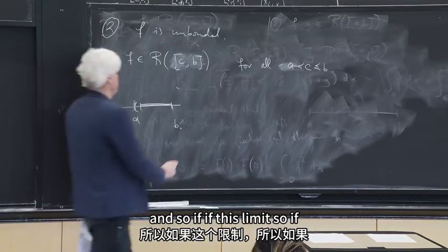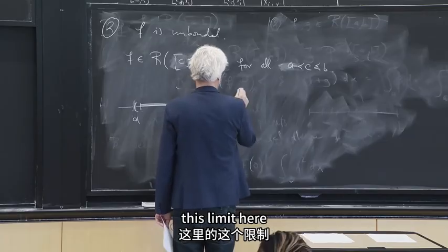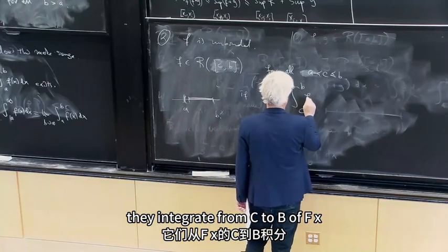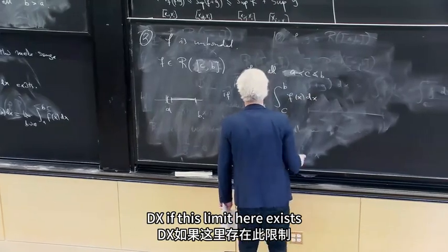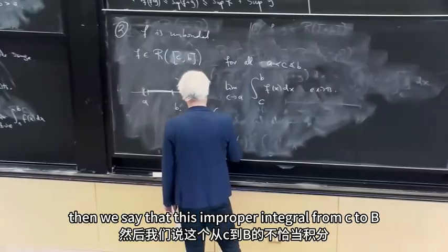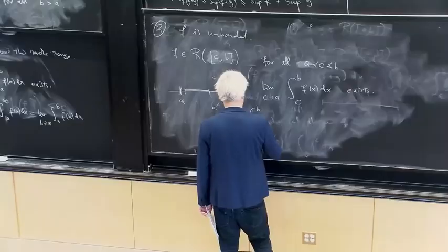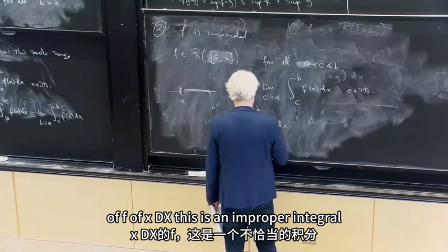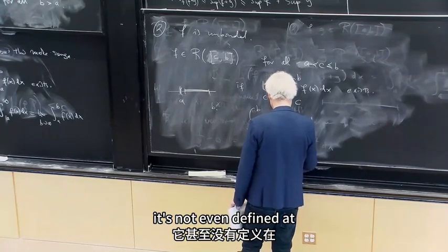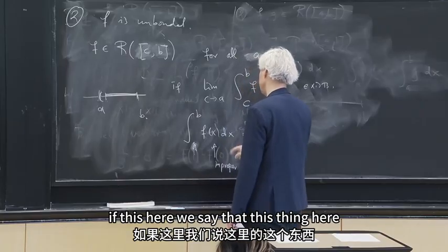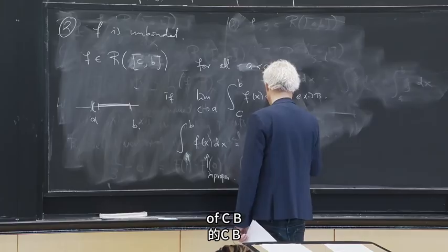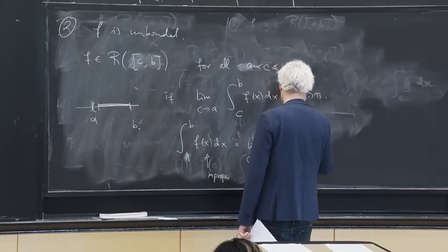And so if this limit, as c goes to a, of the integral from c to b of f of x dx exists, then we say that this improper integral from a to b of f of x dx, an improper integral because the function is not bounded on this whole interval, it's not even defined at a, is equal to this limit as c goes to a of the integral from c to b of f of x dx. Okay.